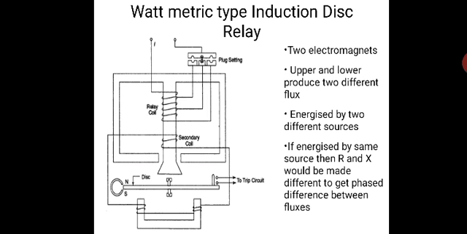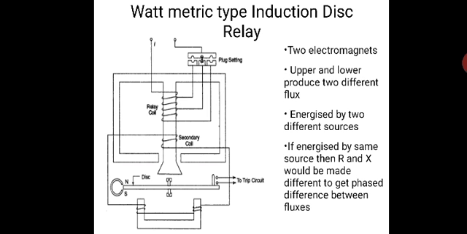It also consists of a pivoted aluminum disc arranged to rotate freely between the poles of two magnets. The upper electromagnet carries two windings, primary and secondary. The primary winding carries the relay current I1, while the secondary winding is connected to the winding of the lower magnet. The primary current induces an EMF in the secondary winding and so circulates a current I2 in it.